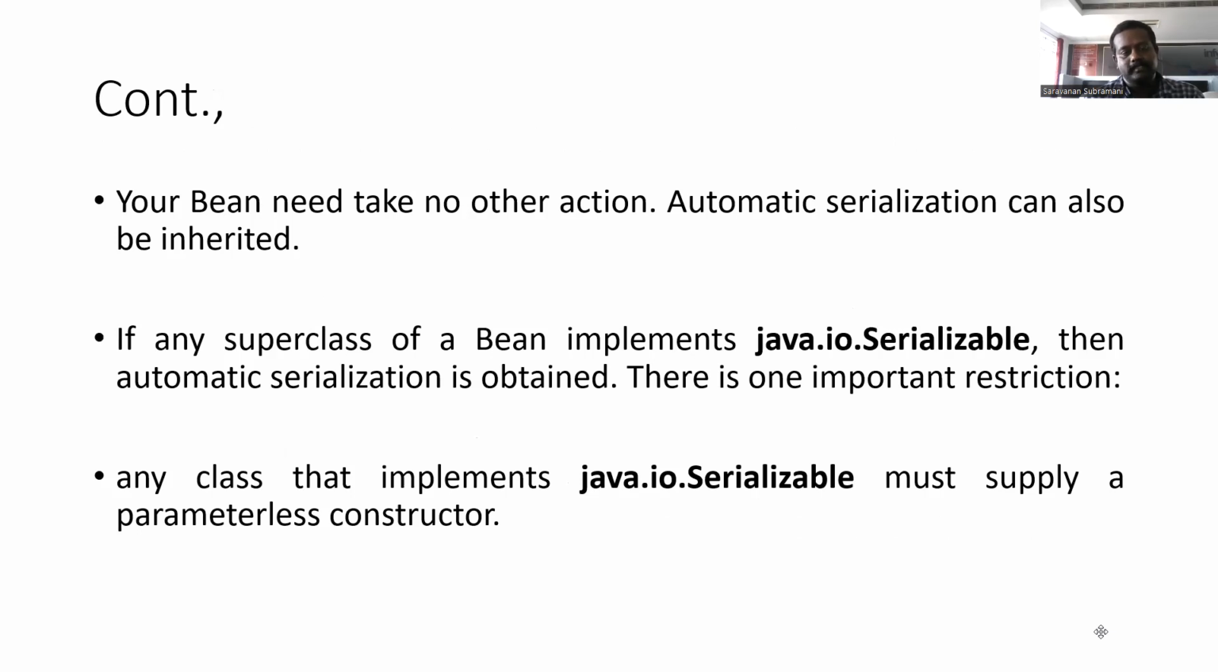It only does what is designed, and it's not going to check anything else. If any superclass of the bean implements java.io.Serializable, then automatic serialization is obtained. There is one important restriction here: any class that implements Serializable must supply a parameterless constructor.